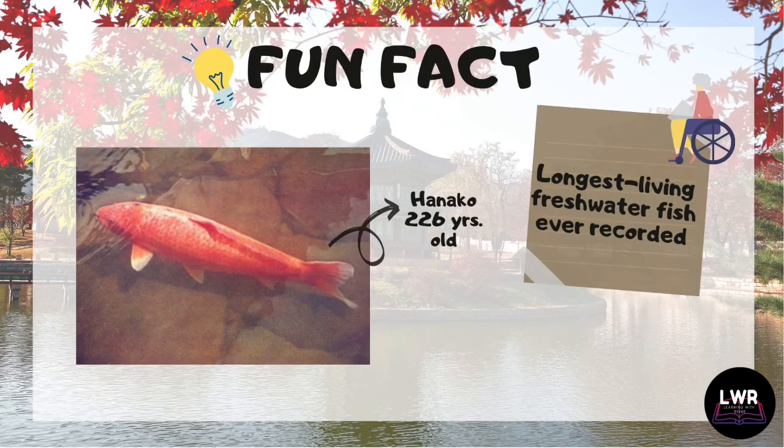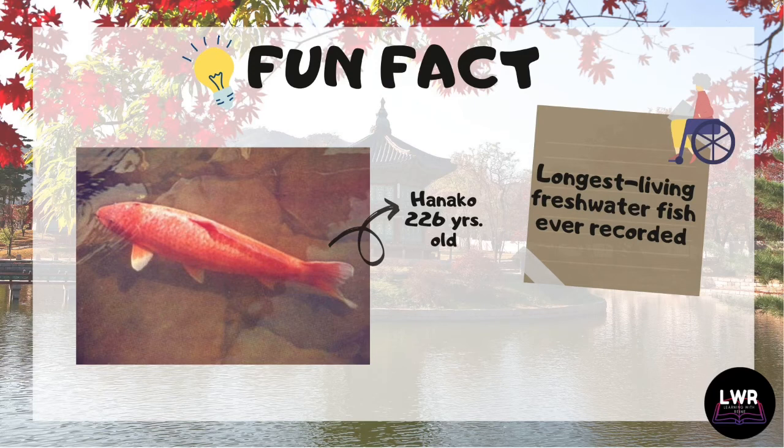Did you know that the longest living freshwater fish ever recorded is a koi fish? That's right. Her name is Hanako, which means flower girl in Japanese. Hanako is a scarlet-colored female koi who was born in 1751 and died at the age of 226 years old on July 7, 1977, making her not just the oldest koi, but also the longest living freshwater fish.